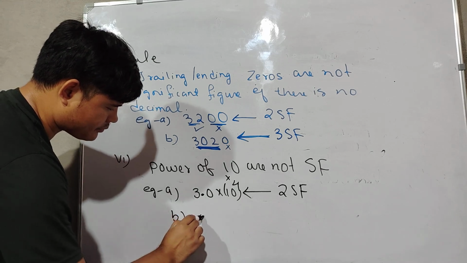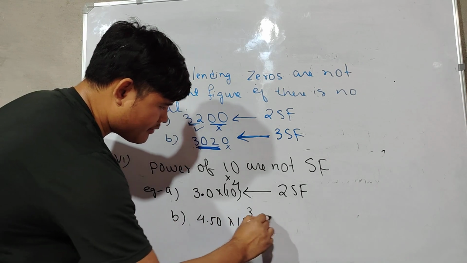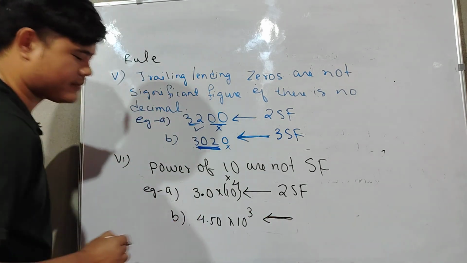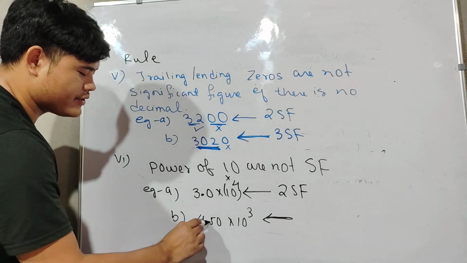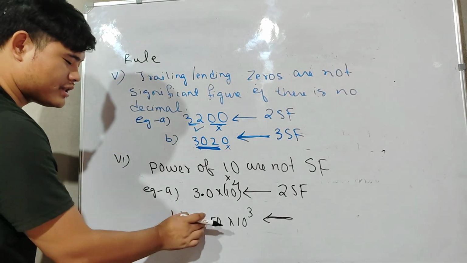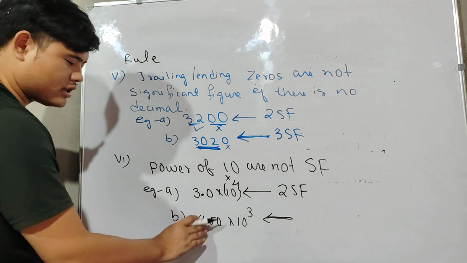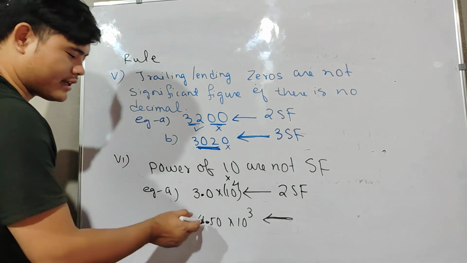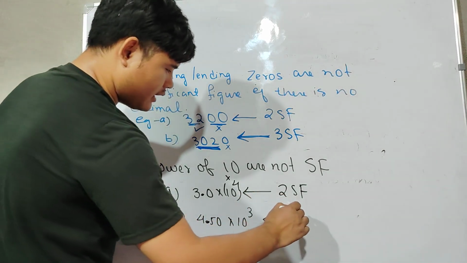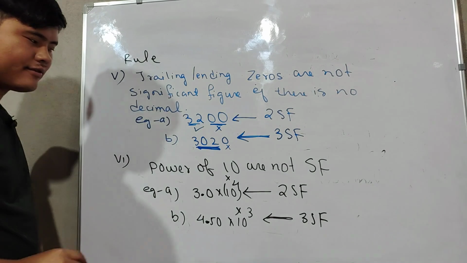Number B, 4.50 into 10 to the power 3. Tell me fast how many significant figures are here. Will this 0 be counted as a significant figure or not? Yes, it will be counted because it occurs after the decimal and it is at the end. So three significant figures are here. The power of 10 is not significant.